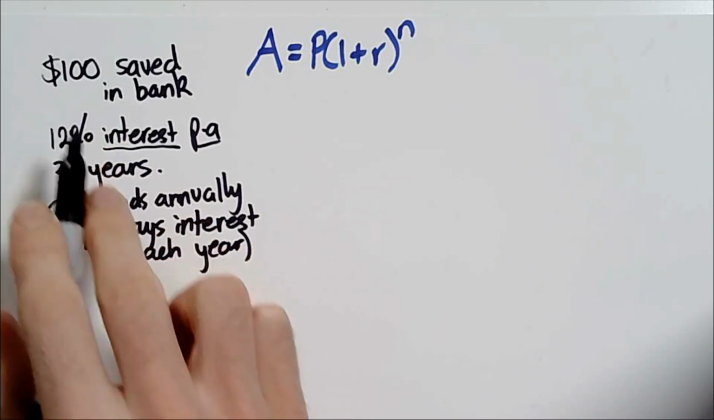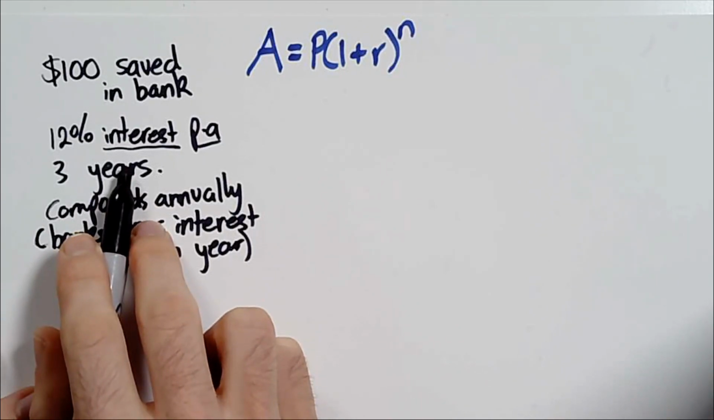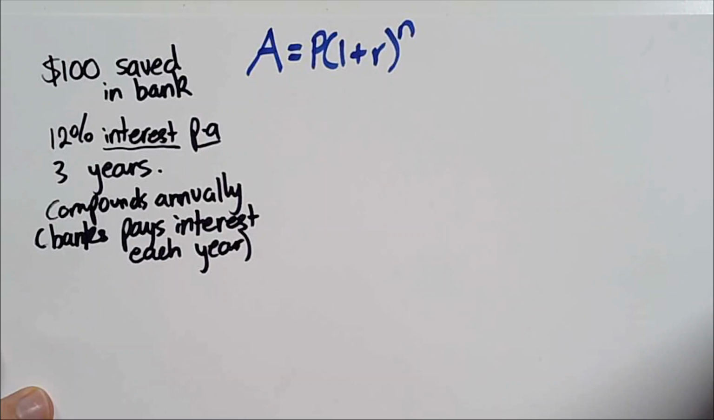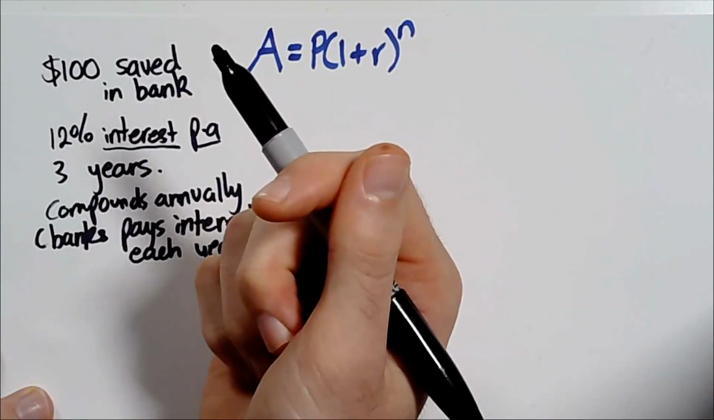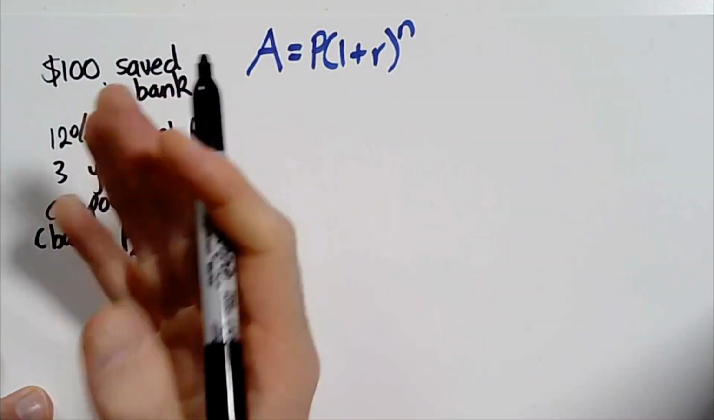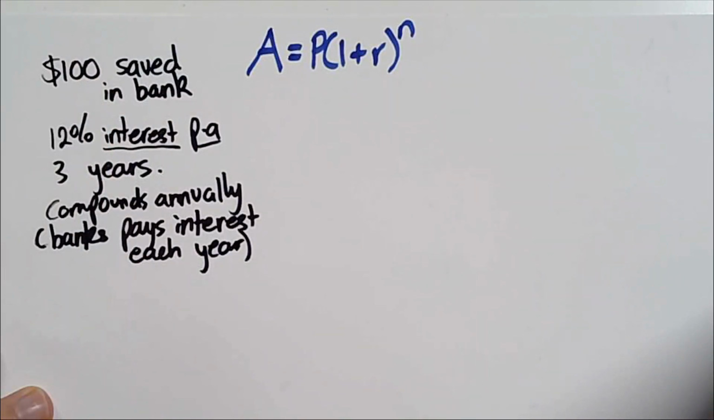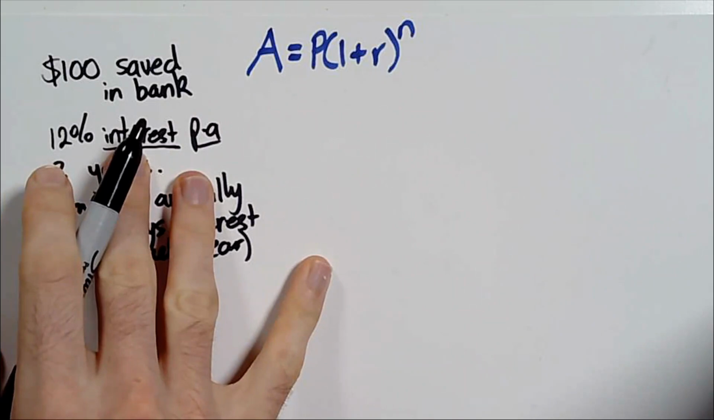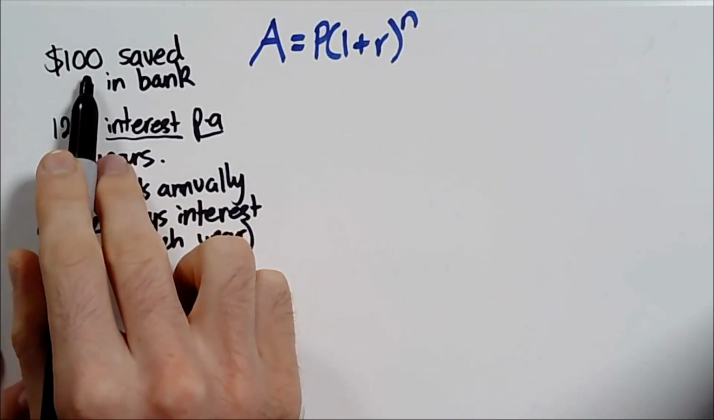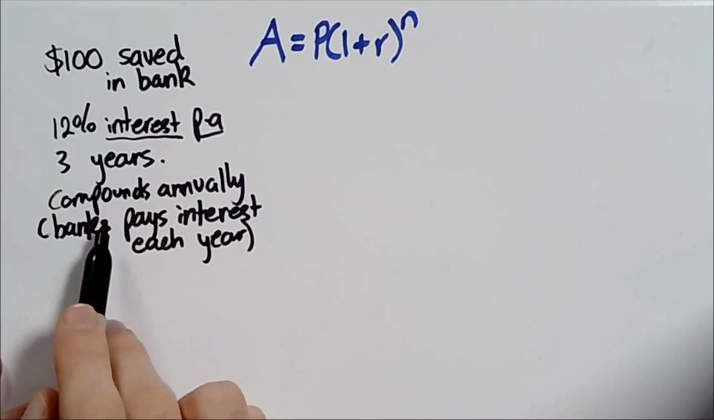But they're also going to pay me more money on top of that $100 because it's interest. They are rewarding me for giving them money to hold for 3 years. Because they're actually going to then use my money to go and make themselves more money by lending that money to other people at a higher interest rate. But more on that in another video. So the point is, I'm going to make money just by leaving this $100 with the bank for 3 years.